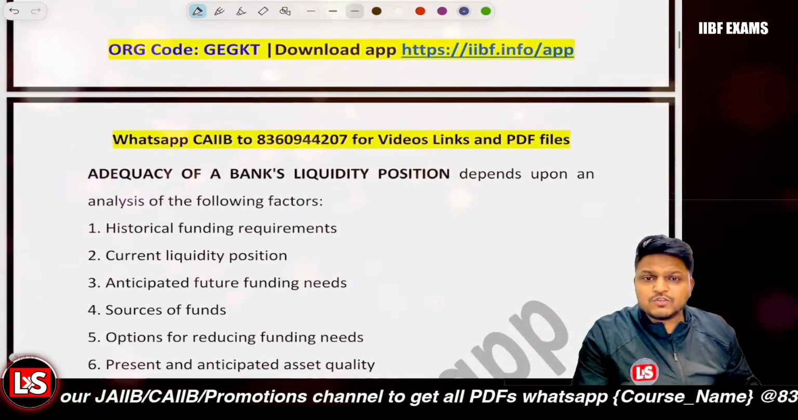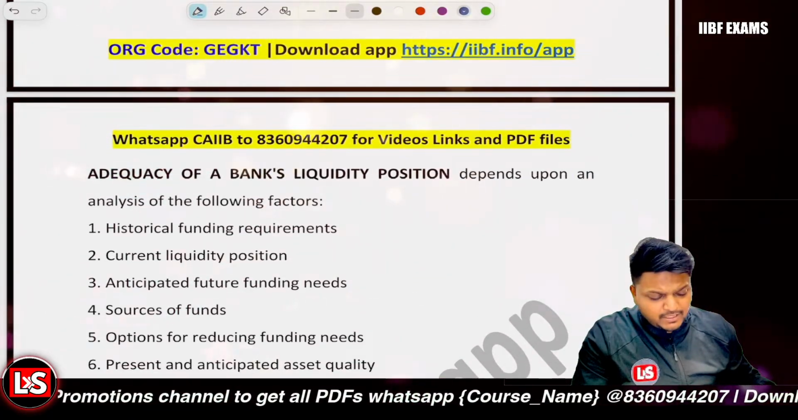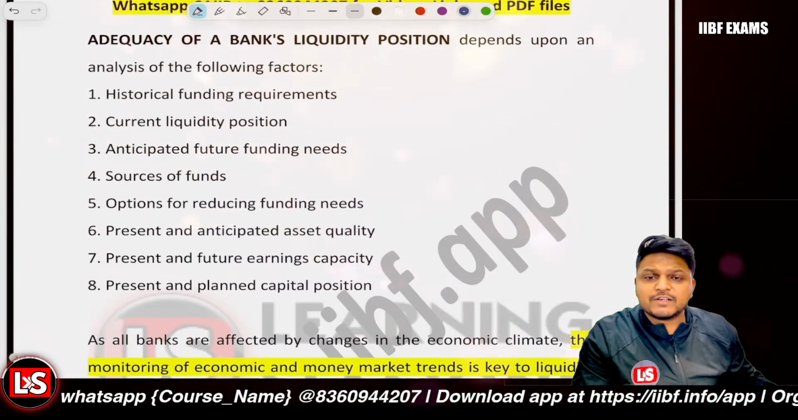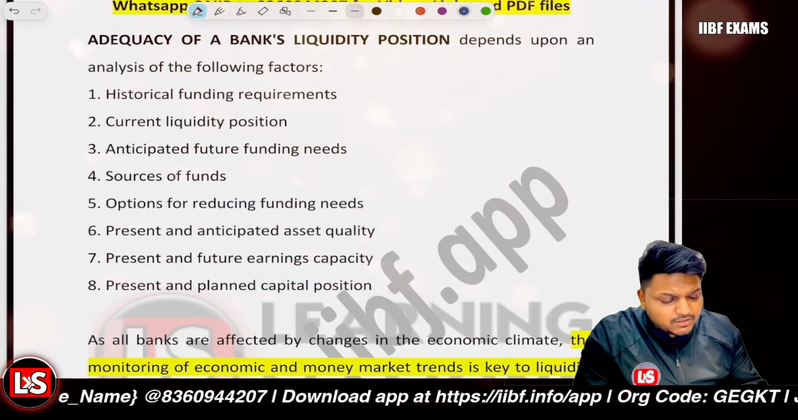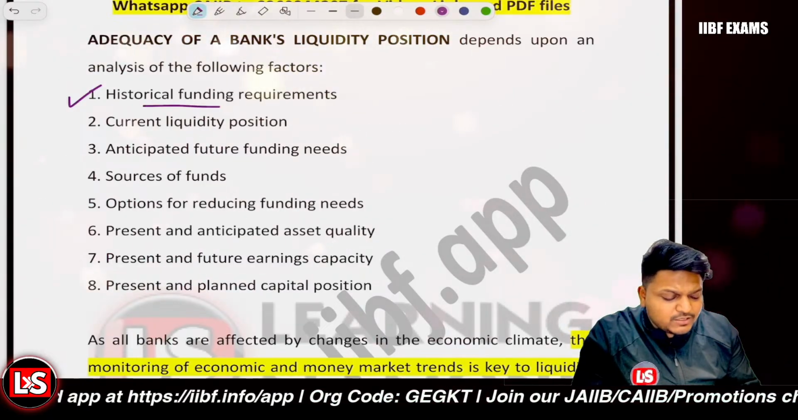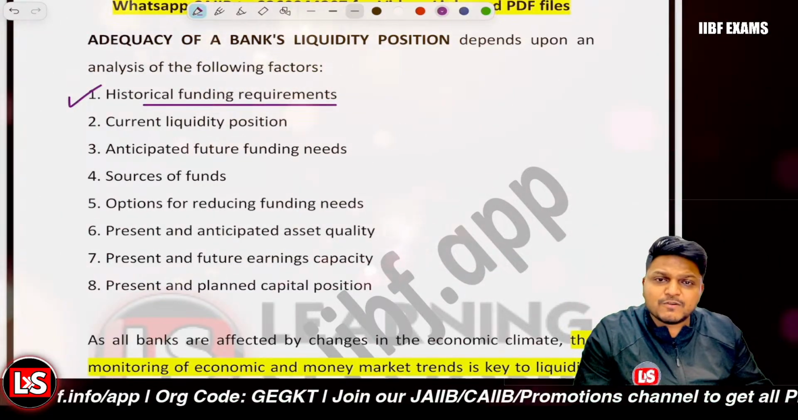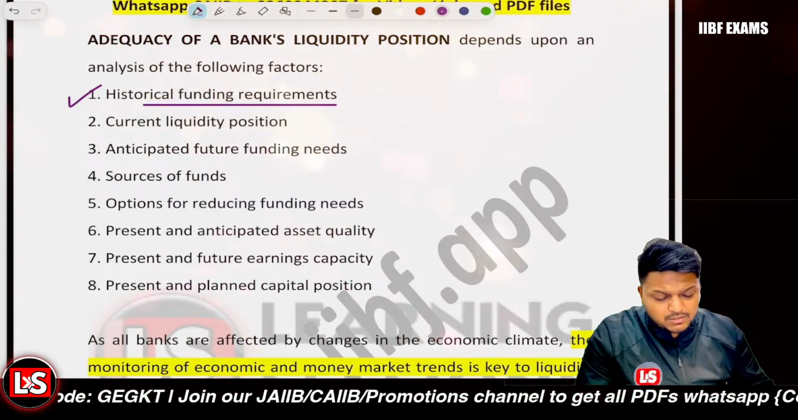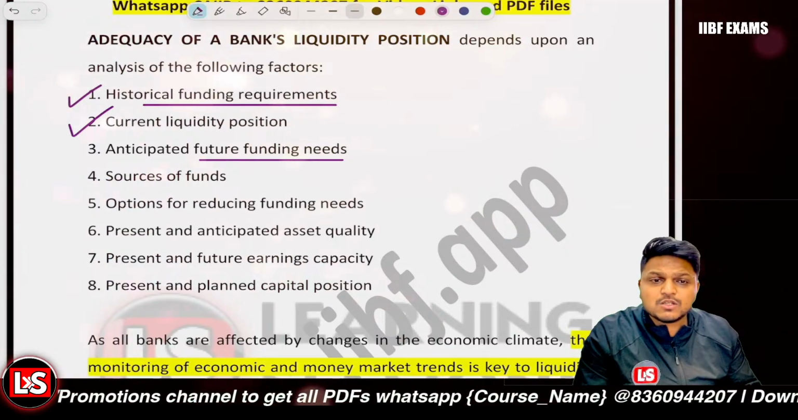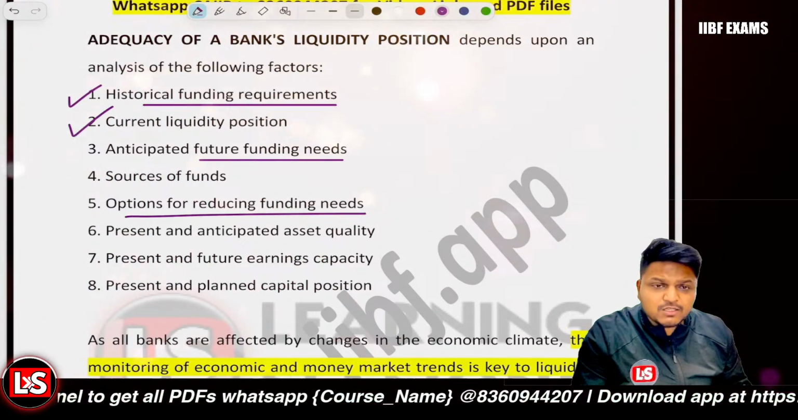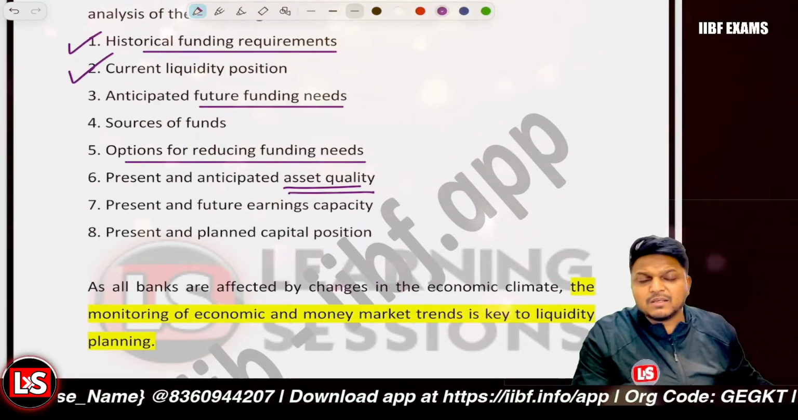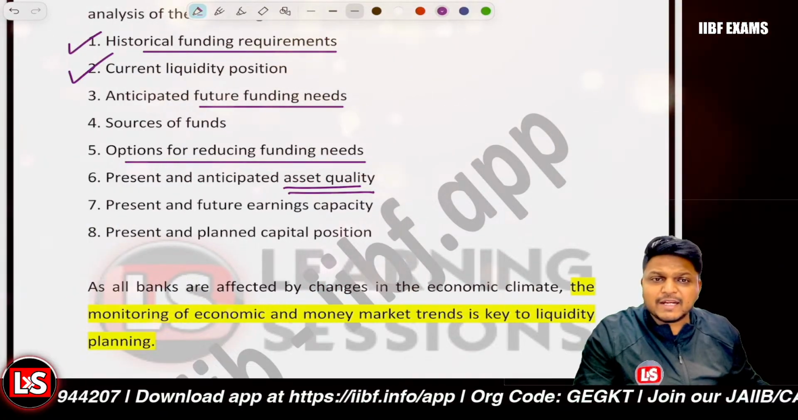And the factors which are going to determine the adequacy of liquidity, what are those factors? First of all, it's the historical funding requirements, that previously during this particular time horizon we required only this much funds. Now if you already have that much funds, it showcases the adequacy. Then the current liquidity position, the future funding needs, the sources of funds, the options for reducing the funding needs, or the asset quality. If you have good quality assets, definitely we'll get the repayments, and further we'll have adequate liquidity with us.